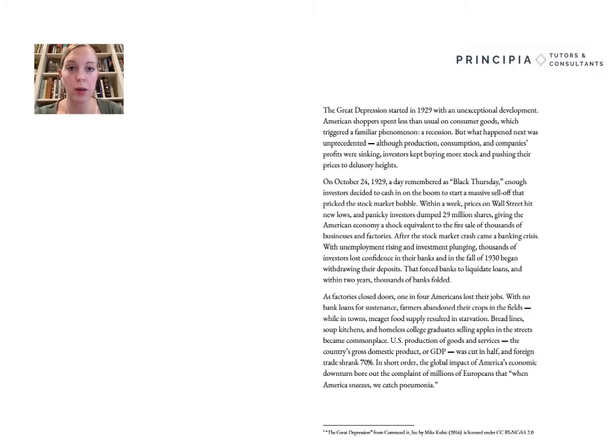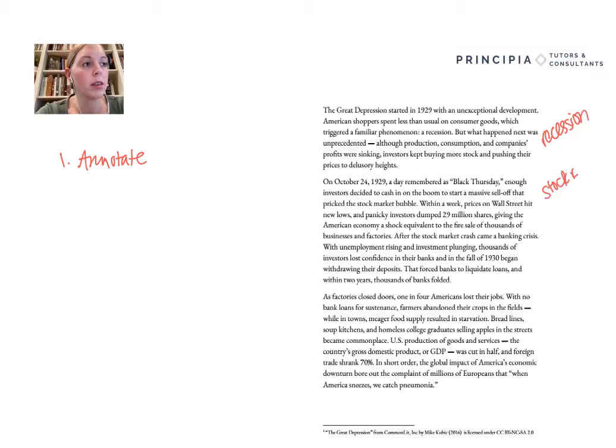All right, so let's try this out with a passage. Our first step is to read and annotate as you do so. Now would be a great time for you to pause the video, read the passage, and jot down 2 to 3 words about what each paragraph is about. Okay, what did you answer? For the first paragraph, I had recession. For the second paragraph, I had stock and bank crash. And for the third, I had consequences.